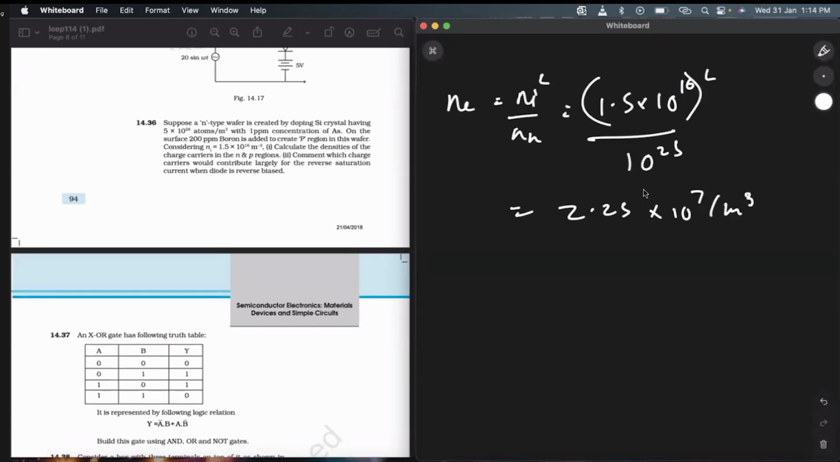And the explanation will be the minority carrier holes of N region wafer. Okay, minority carrier in N region, the minority carriers will be what? Holes, the n_h is equal to 0.45 into 10 raised to the power of 10 per meter cube. It would contribute more to the reverse saturation current than minority carriers, which will be the electron of P region. Okay, it was simply a formula based question over here.